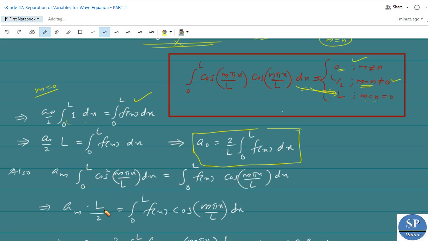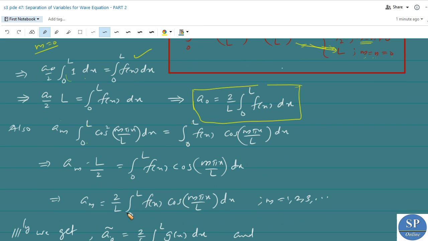Integral of this is nothing but L by 2. So a m into L by 2 is equal to integral 0 to L f of x into cos m pi x by L into dx. So from this we get a m is nothing but 2 by L into integral 0 to L f of x into cos m pi x by L dx. So we'll get this as a m for m is equal to 1, 2, 3, etc., and a naught is equal to this.